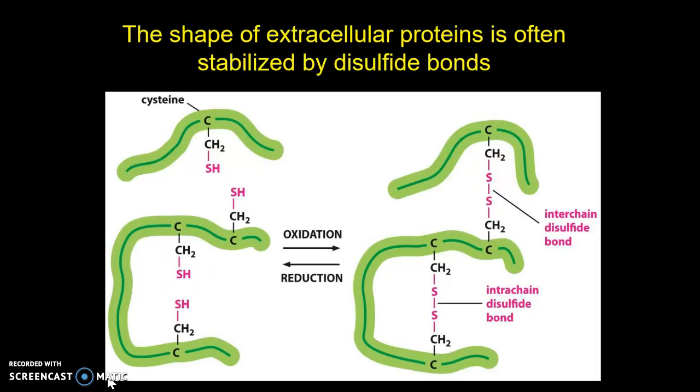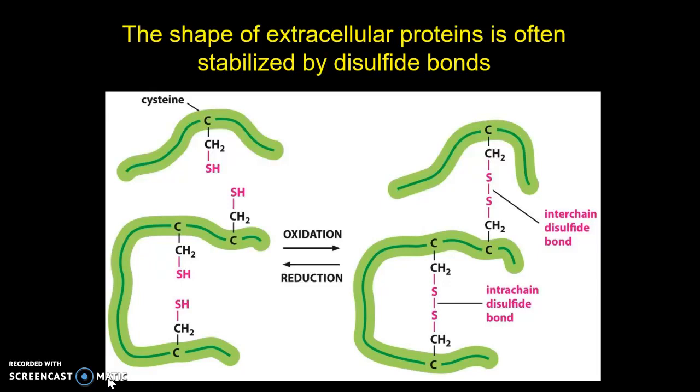And so the disulfide bonds are only able to be formed under oxidizing conditions. The reducing conditions of the cytosol are going to break disulfide bonds. And so we will never see disulfide bonds in the cytosolic portion of a protein.